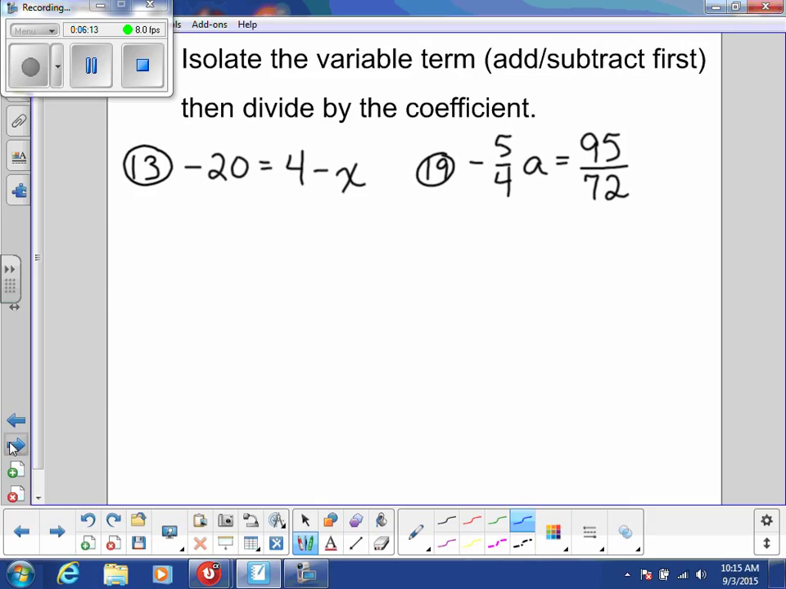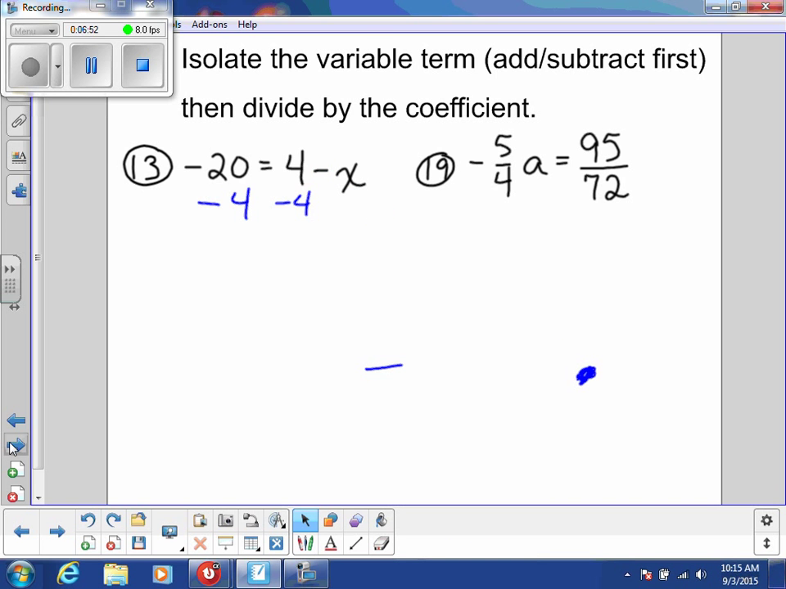We've seen this before though. You find your variable. You want to get your variable by itself. If anything is added or subtracted with the variable, get rid of that first. That means the positive 4 over here on the right side of the equation with the x needs to go. And I can make it go away by taking 4 away from both sides. Don't let the sign after the 4 fool you. You look at it this way, this 4 is a positive number. Subtract 4 from both sides.